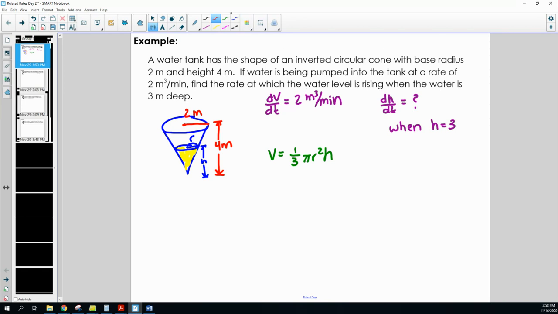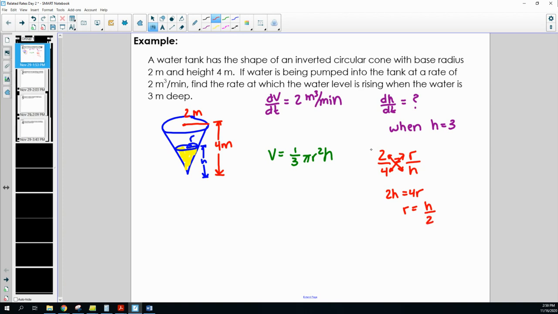So we're going to make a proportion. The ratio of the radius to the height: we can see that the radius is 2 meters when the height is 4. The radius at any point within my shape would be r, and my height would be h. Even though we're specifically going to be dealing with the height of 3, we don't want to put in the height of 3 until we've found the derivative of the volume. So we can cross multiply and say that 2h is equal to 4r. We're going to solve this in terms of r. So r would equal h over 2.